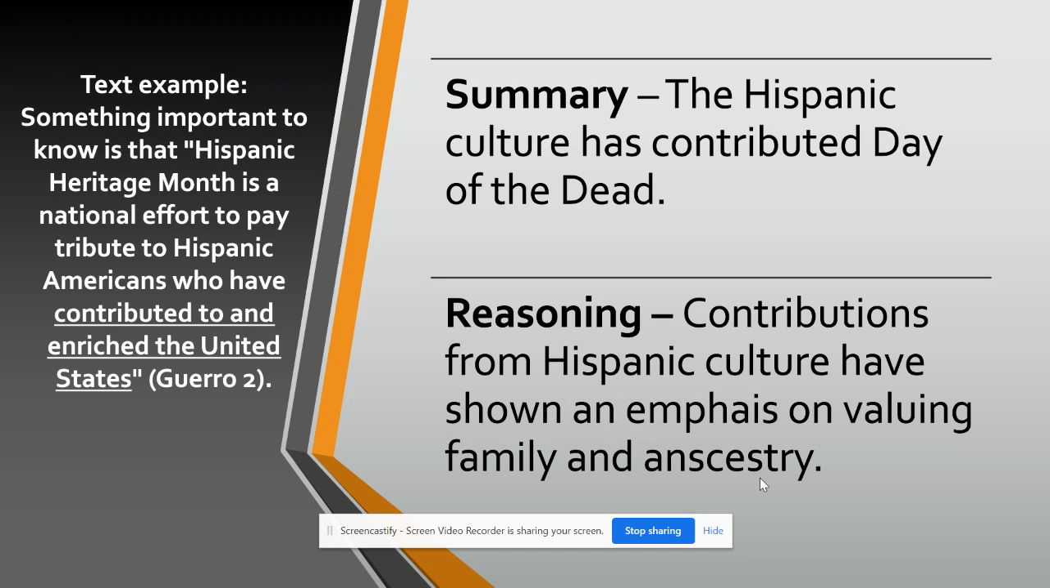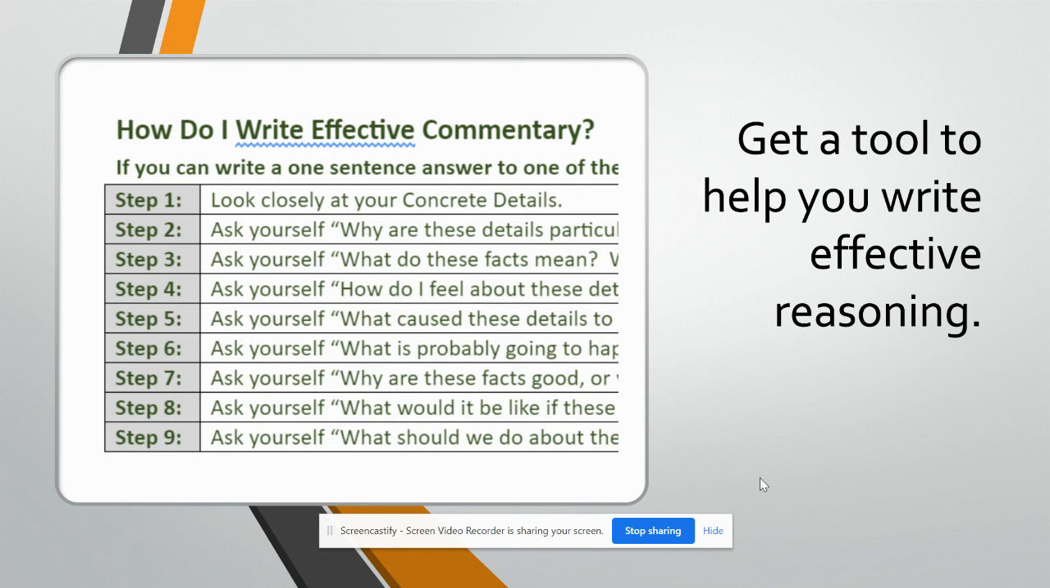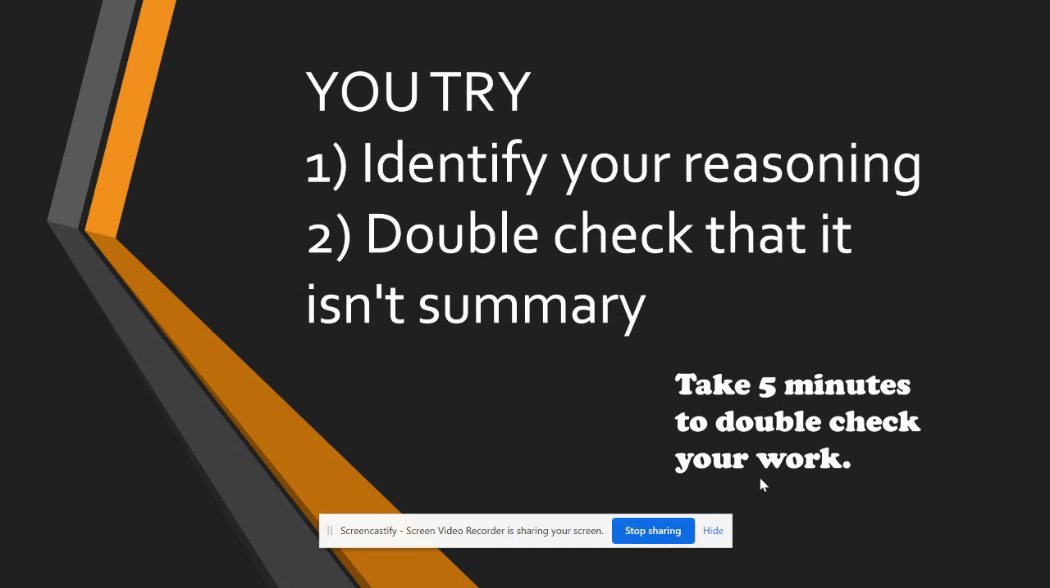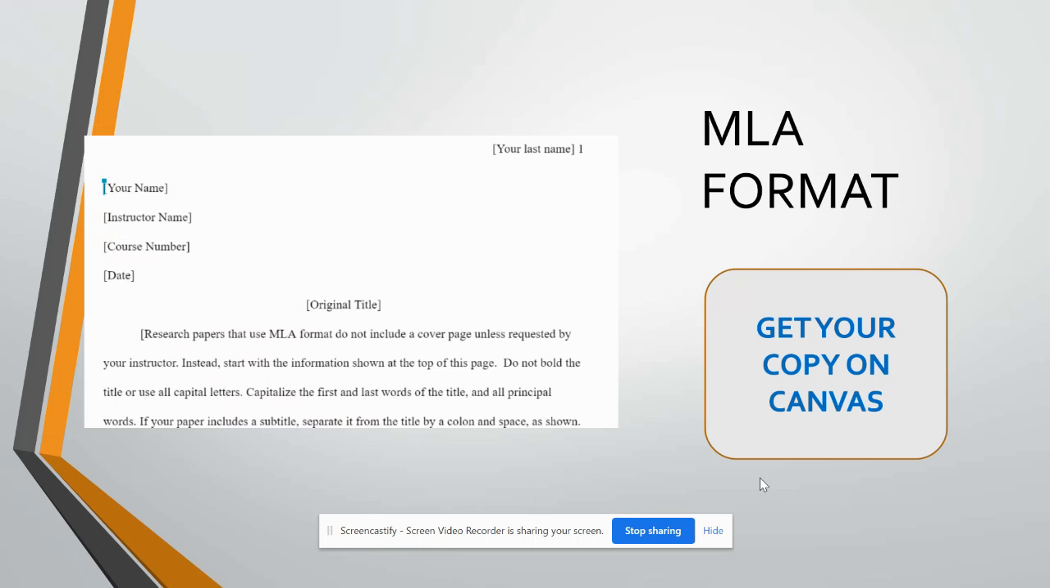Here is an example that we will go over in class with a summary and then actual reasoning so that you can take a look at your own work and decide if you have been writing summary for commentary or if you have been doing reasoning. I'll remind you of the tool for writing effective commentary and reasoning, and you're going to identify your own reasoning and double check that it isn't summary. You will have time for this in class and complete it for homework.